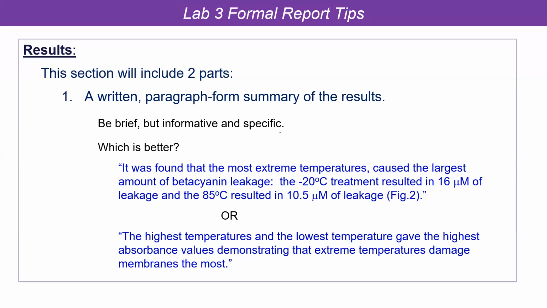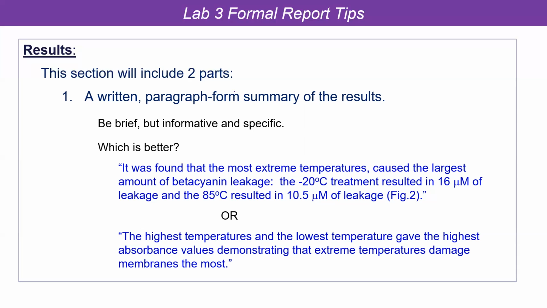Secondly, it's telling me not just the high temperatures, but what high temperatures, so 85 degrees or 65 degrees or whatever temperature we used. It's also telling me how much leakage we had at those temperatures. So you don't need to list and give what happened at every temperature, but the trends and a little bit of the data to back up what you're talking about. So in this case, I'm being very specific about the minus 20 and the 85 degrees Celsius.